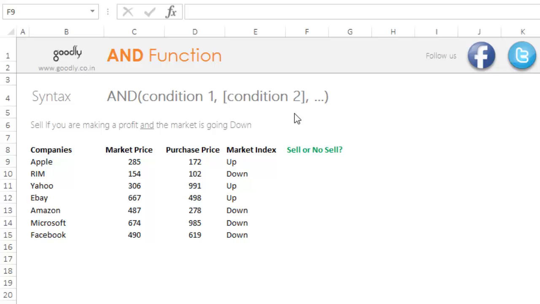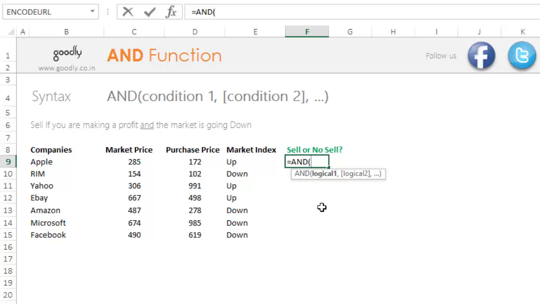So there are two things you want to check at the same point of time, for which we're going to use the AND statement. When I write the AND statement, equals AND, it allows me to write the logical tests: logical test 1, logical test 2, logical test 3, and so on and so forth. I think it allows you to write about 254 or 255 logical tests in the AND statement.